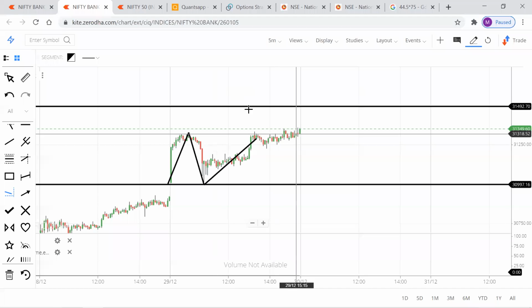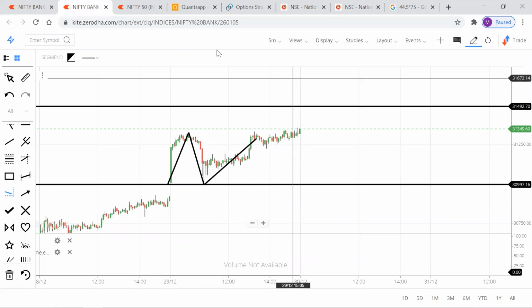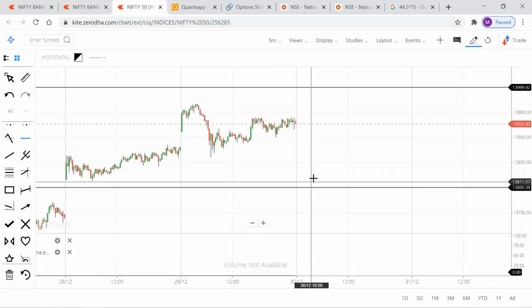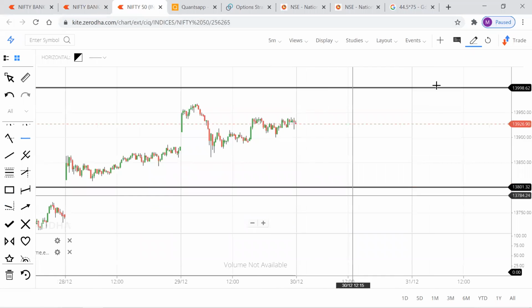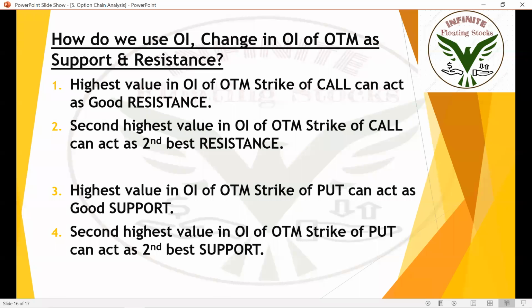So I have drawn them here. So that can be good support and resistance for Nifty. Okay, that's how you need to draw support and resistance using option chain data. See, that's what I have written. Highest value in OI of OTM strike of call can act as good resistance. I repeat, highest value in OI of OTM strike of call can act as good resistance.